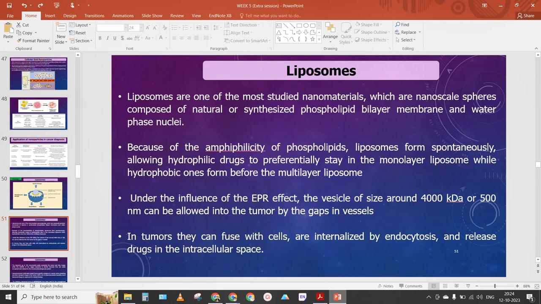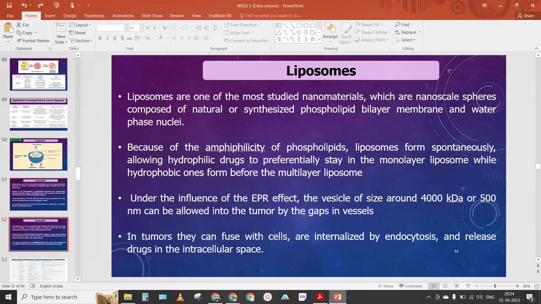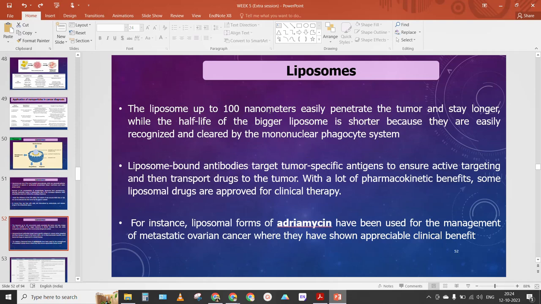Then in tumors, they can be fused with cells, internalized by endocytosis, and release drugs in the intracellular space. Liposomes up to 100 nanometers easily penetrate the tumor and stay longer, while the half-life of bigger liposomes is shorter because they are easily recognized and cleared by the mononuclear phagocyte system. So liposomes up to 100 nanometers can easily penetrate cancer cells and stay longer in those cells during treatment.